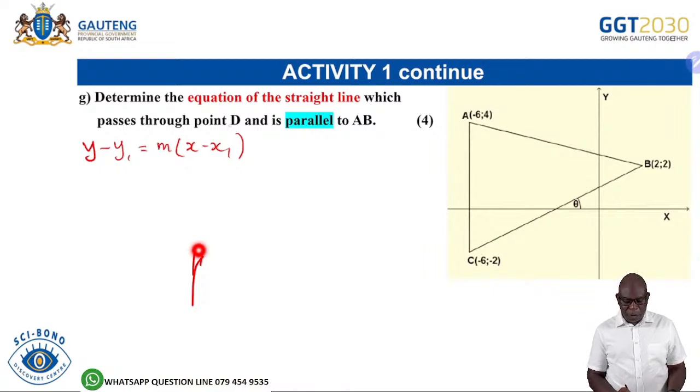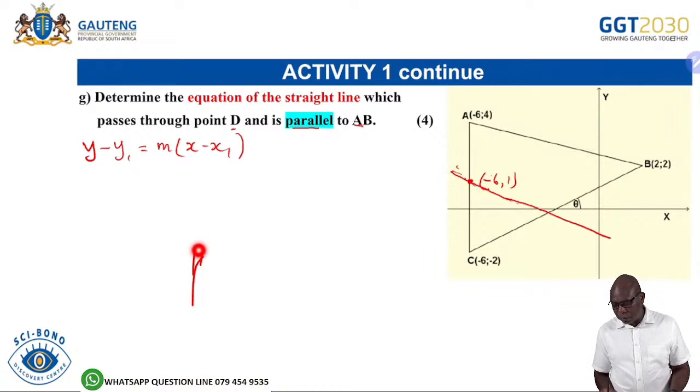Now they say which passes through point D. So, okay, point D, do you still remember point D? Point D was (-6, 1). Now there's one more condition, and they say it is parallel to AB. So we need a line which is going to pass through this point D, but that line should be parallel to that. In other words, it must be parallel to that AB. See, I'm drawing something there so that I understand what I'm doing here.